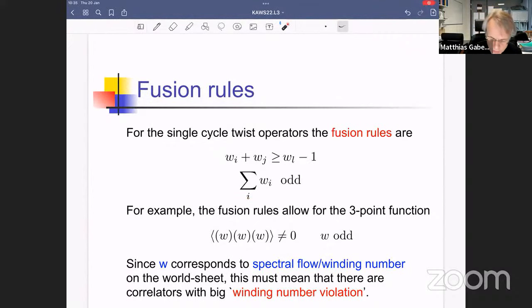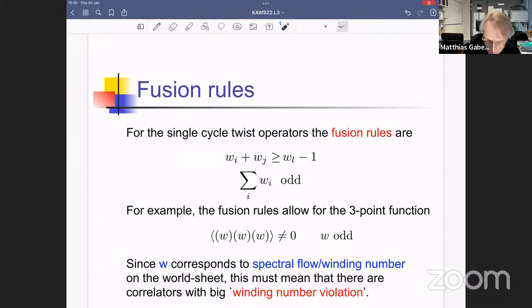And then you get this constraint that any W minus one must be less or equal than the sum of the other Ws. So for example, W1 minus one must be less or equal than W2 plus W3. But this must be true for all triplets, whichever one you pick to stand on the right-hand side. So these are the fusion rules of the symmetric orbifold.